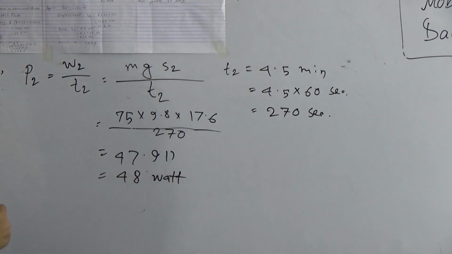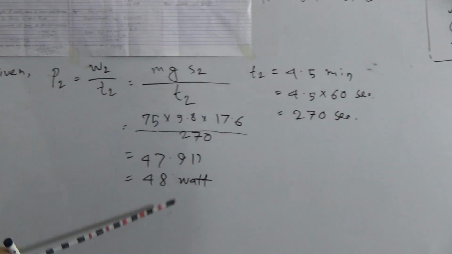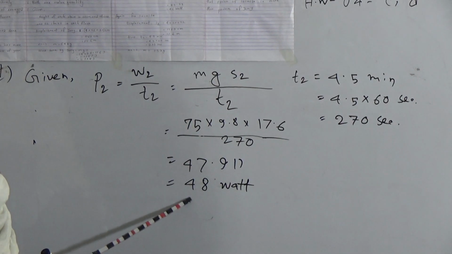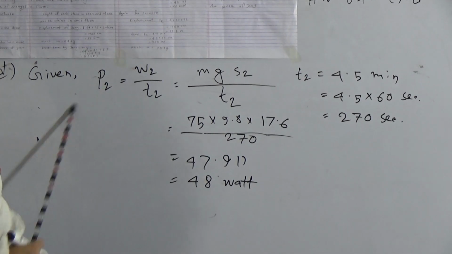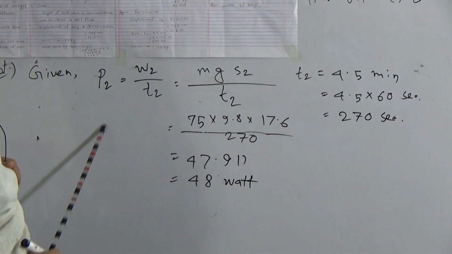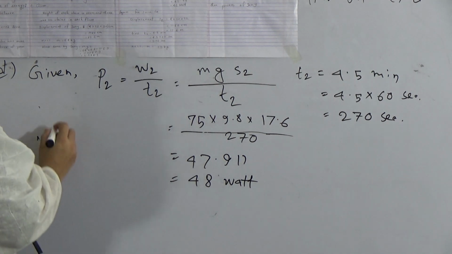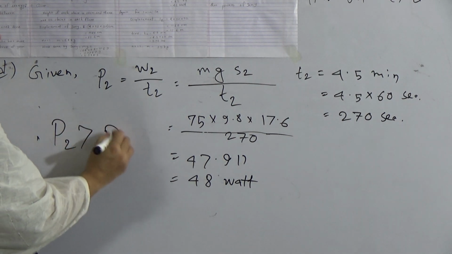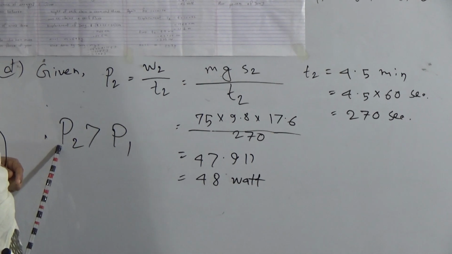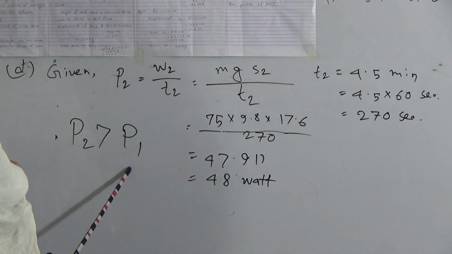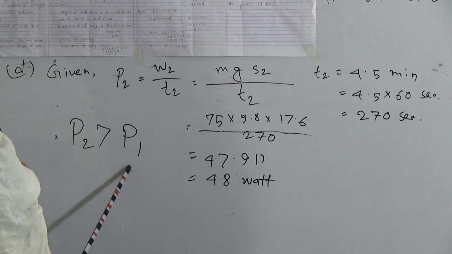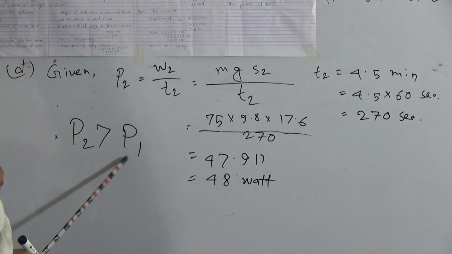Okay, so the power of Sushmita is 48 and the power of Jenny is 46. That means from this above calculation we can see that P2 is greater than P1. That means the power of Sushmita is greater than the power of Jenny. So we can say that the power of Sushmita is more than the power of Jenny.